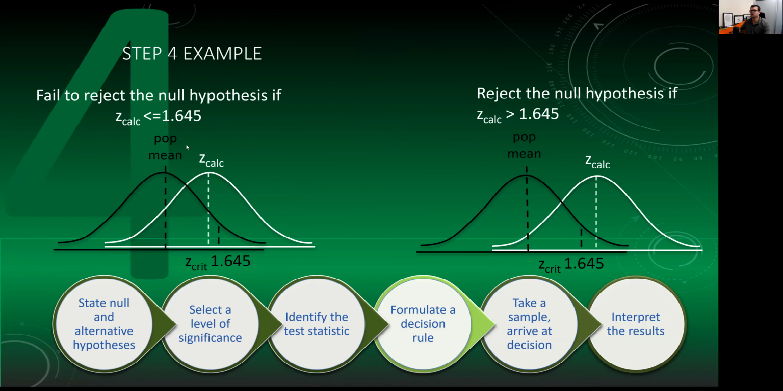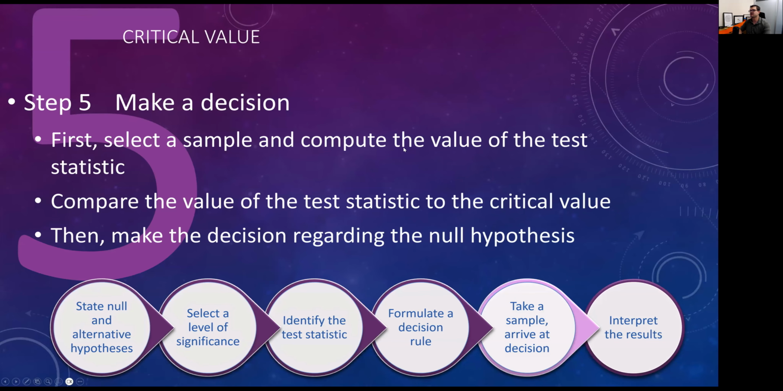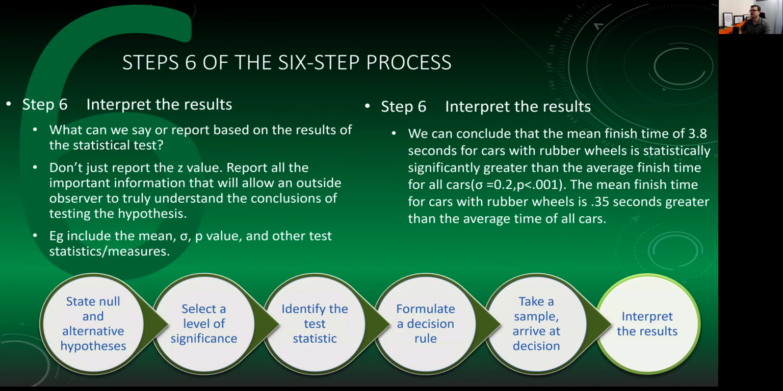But for step 6, you want to interpret, not just give the actual values, but you want to interpret it. Okay, we can conclude that the mean finish time. So what can you say or report about the test? Don't just report the z value, give the probability, give the mean, give all the information, so that way people can understand what you actually did. That the average finish time of 3.8 seconds for cars with rubber wheels is statistically significantly greater than the average finish time for all cars.